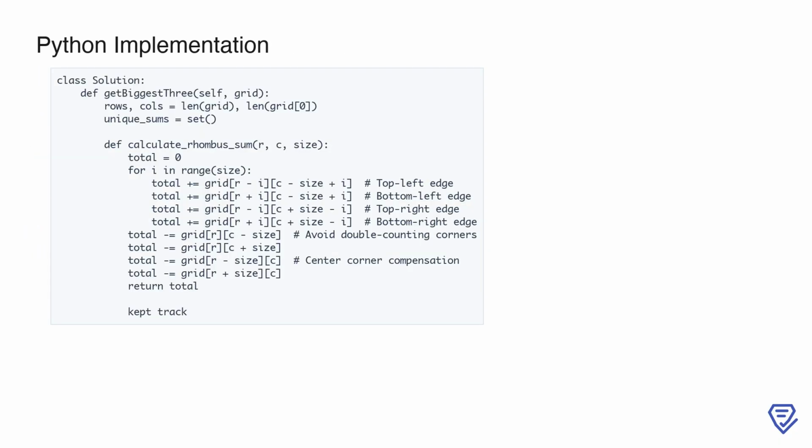Thorough line-by-line explanation with detailed reasoning for each part of the code, 2 to 3 minutes, approximately 300 to 450 words.